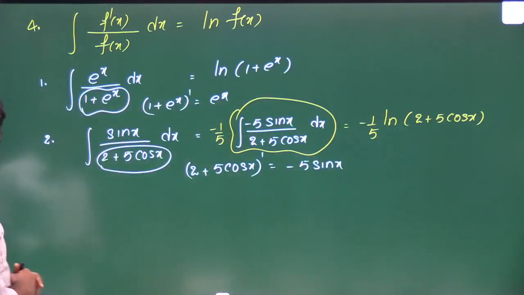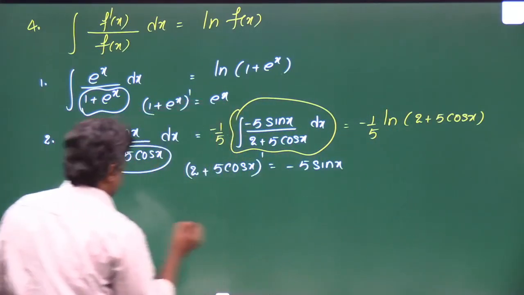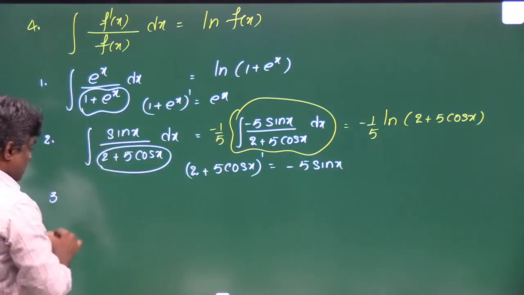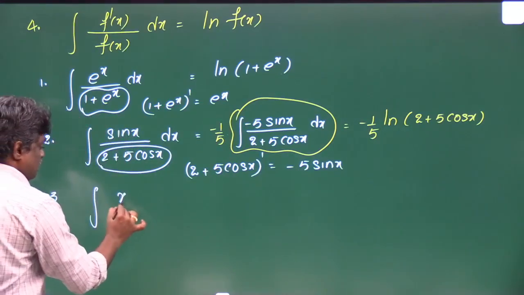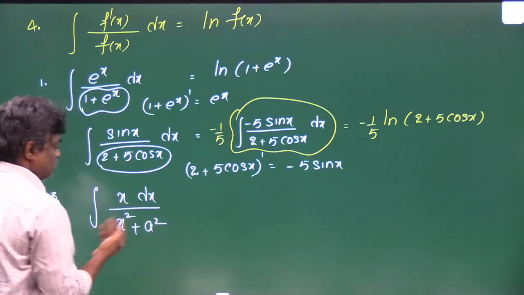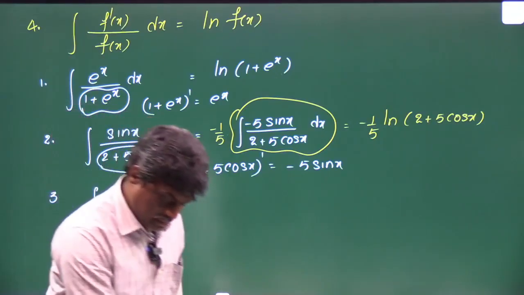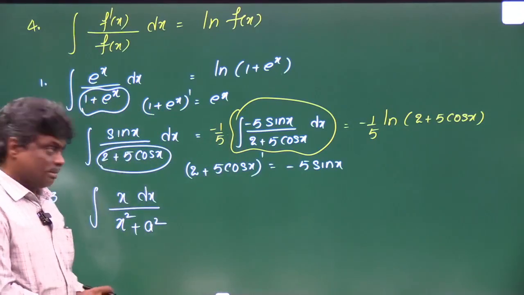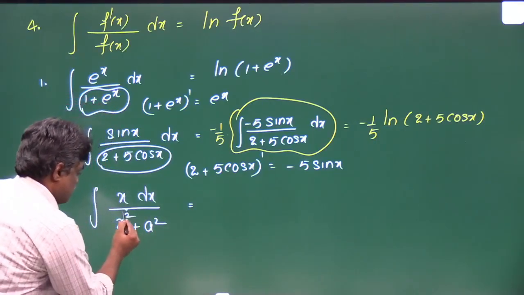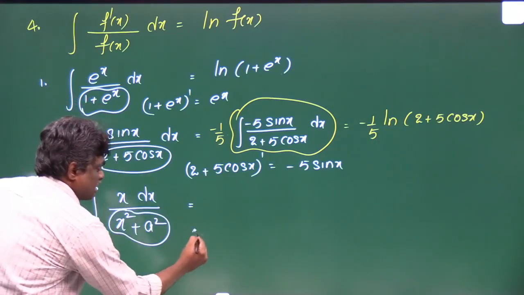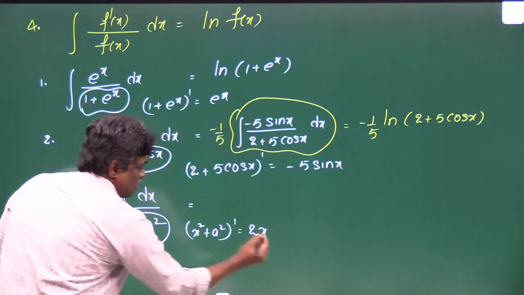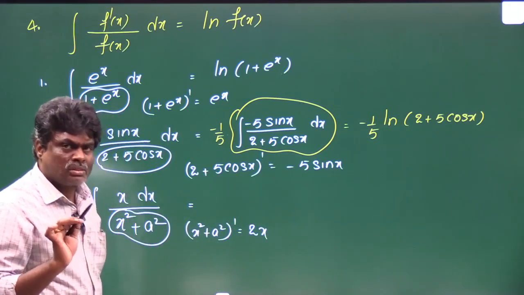And one more, let us take. Please pause the video and try to do it yourself. Here we have x dx by x square plus a square. Same as usual, this is my function. The derivative of x square plus a square is simply 2x, but unfortunately in the numerator I have only x. No problem.